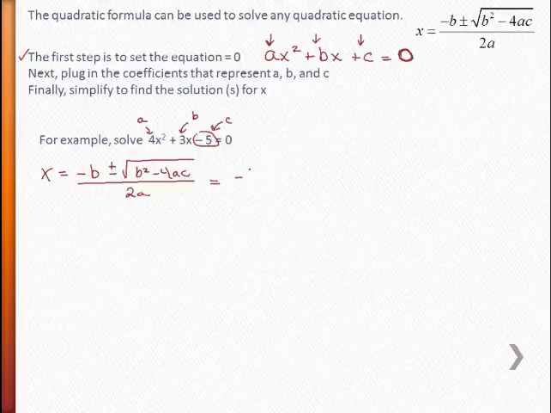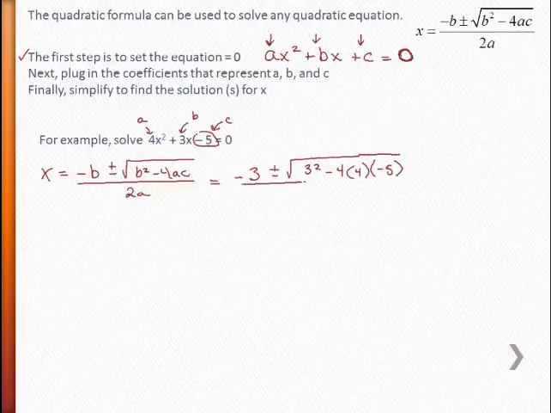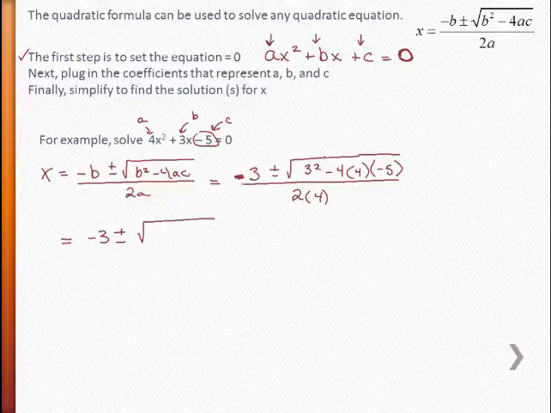So negative 3 plus or minus the square root of 3 squared minus 4 times 4, that's a, times negative 5, that's c, all over 2 times 4, which is a. Now if your b is negative, you have a negative negative, which will become a positive. So don't forget that. Next, we need to simplify underneath the radical.